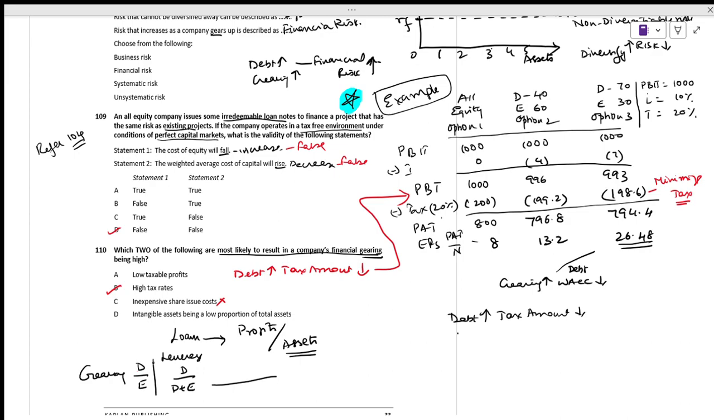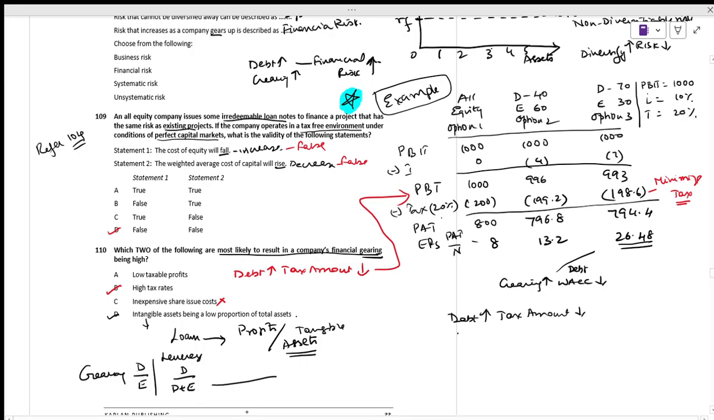Assets. Assets also we are talking in terms of what? We are talking about tangible assets. Intangible assets will be wiped out. Is it right? The moment there are losses, profits are decreasing, the immediate impact will be on the intangible. Total intangible assets should be low, tangible assets should be more.